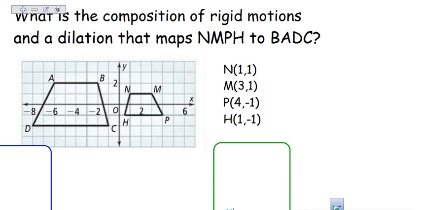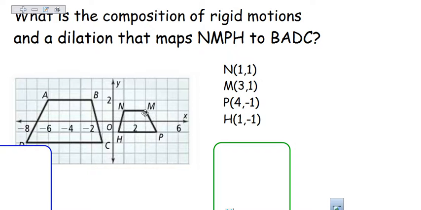Here's the next slide. What is the composition of rigid motions and the dilation that maps the small trapezoid to the big trapezoid? What I did first is I went to our first trapezoid and wrote down the coordinates of the smaller one. The smaller one is the first one. If you need to pause to write those down, please do that. We're going to do two things, and we know one of them is going to be a dilation. So you have to figure out what the other thing is.